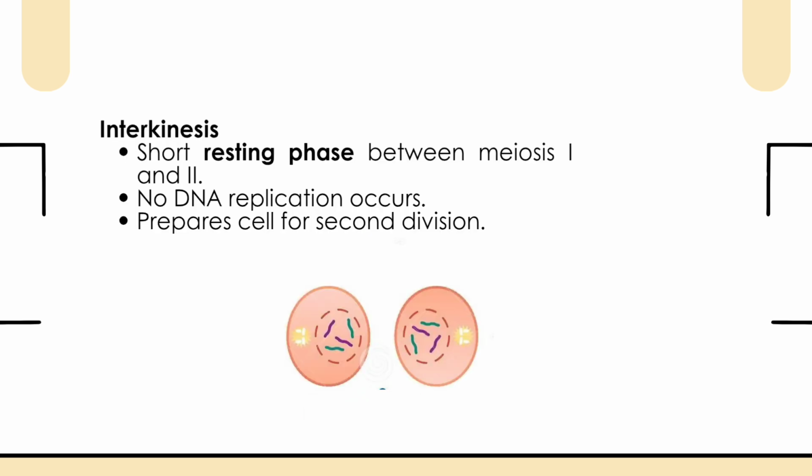Interkinesis. Between meiosis I and II there may be a short rest called interkinesis. Importantly, no DNA replication occurs during interkinesis. The cell prepares for the second division, synthesizing proteins and reorganizing the spindle.